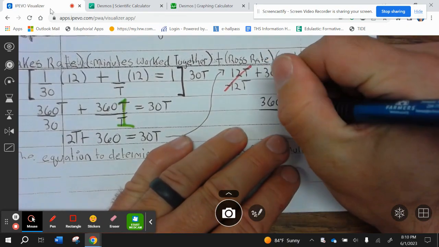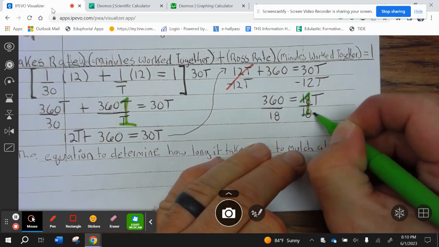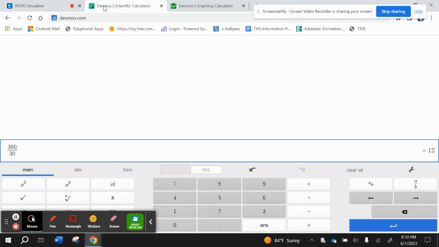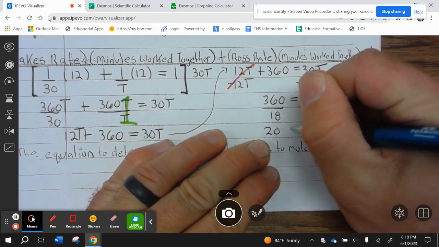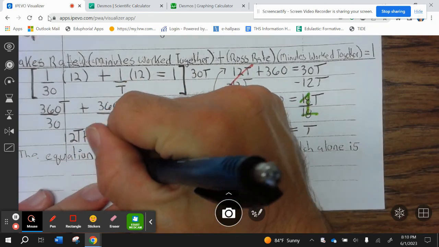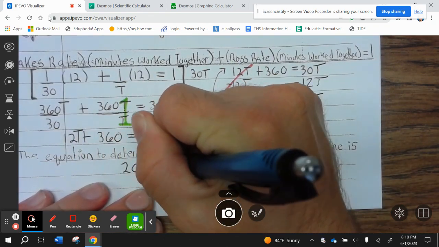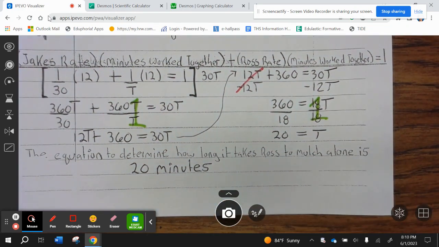Divide both sides by 18. This divides and becomes 1. So 360 divided by 18 is 20. So the answer for how long it takes Ross to mulch alone is 20 minutes. Okay, go ahead and finish up example 2.